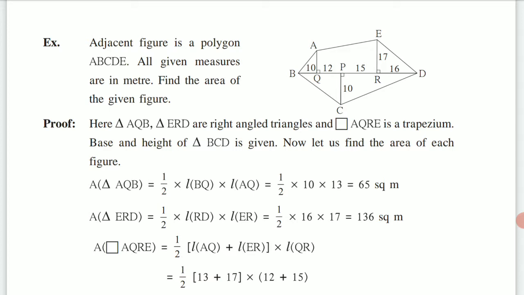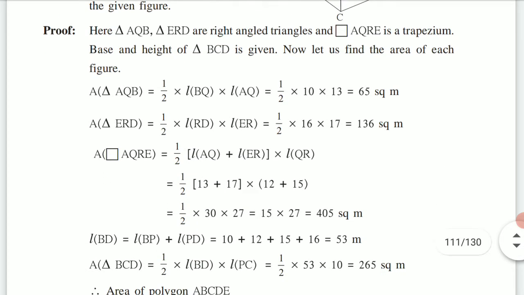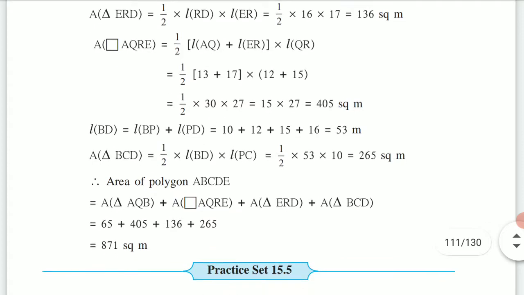Area of triangle AQB is equal to 1 upon 2 into length BQ into length AQ, is equal to 1 upon 2 into 10 into 13, is equal to 65 square meter. Area of triangle ERD is equal to 1 upon 2 into length RD into length ER, is equal to 1 upon 2 into 16 into 17, is equal to 136 square meter.